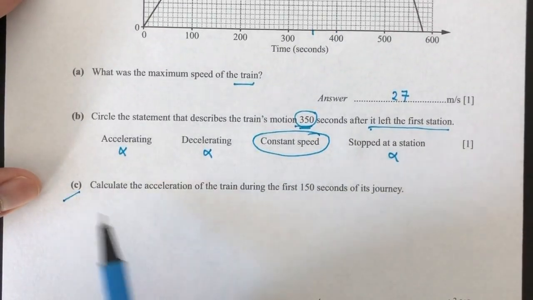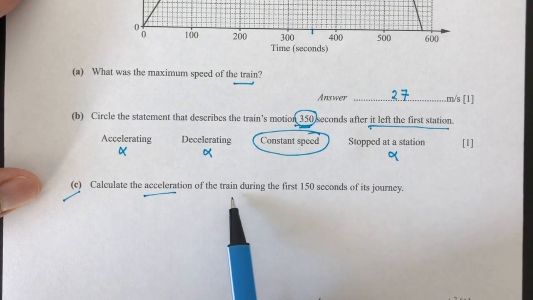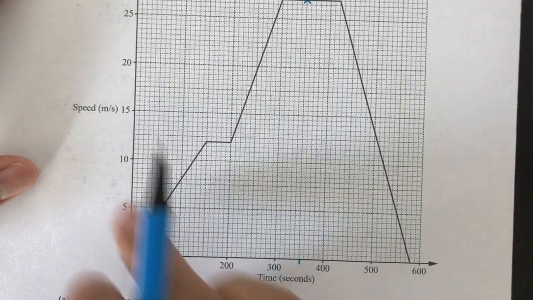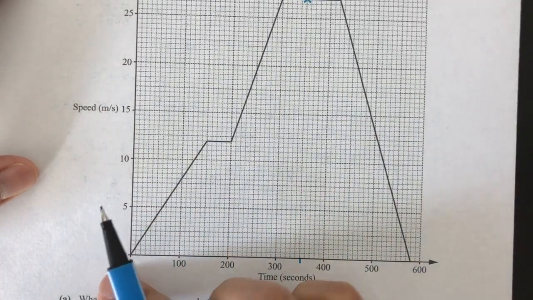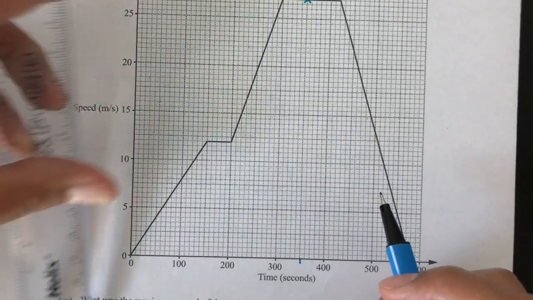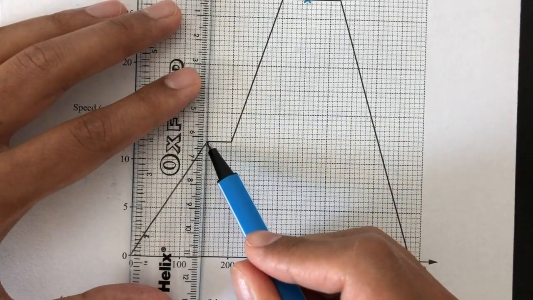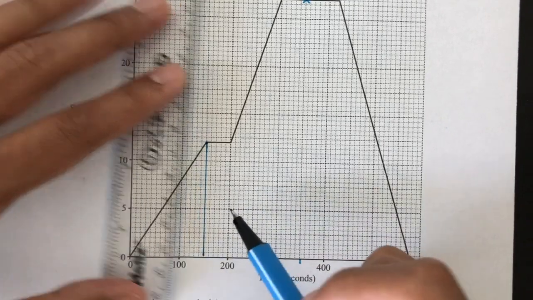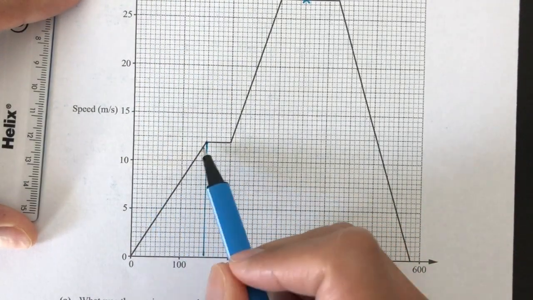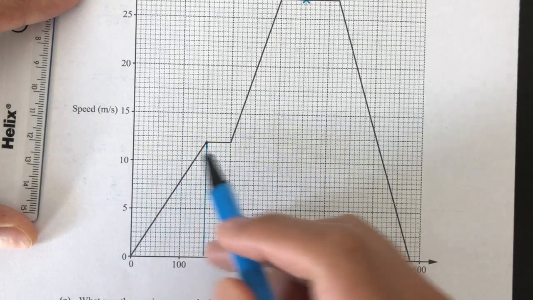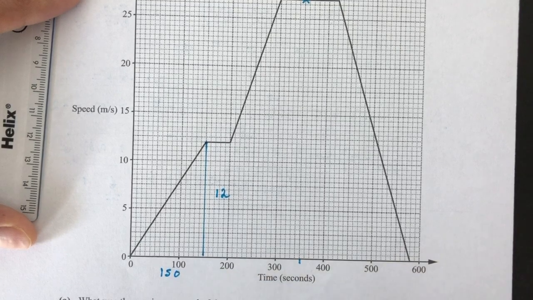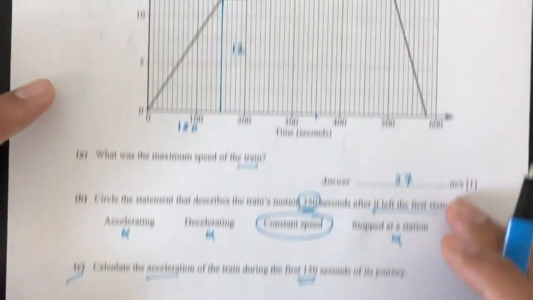Now for part C, calculate the acceleration of the train during the first 150 seconds. So you have to know this. Whenever you have a speed-time graph, the acceleration is equal to the gradient. So here you can make a triangle. As you can see, here we have a triangle. The height of the triangle is what? This is 10, this is 11, 12. 12 is the height, and the base is 150.